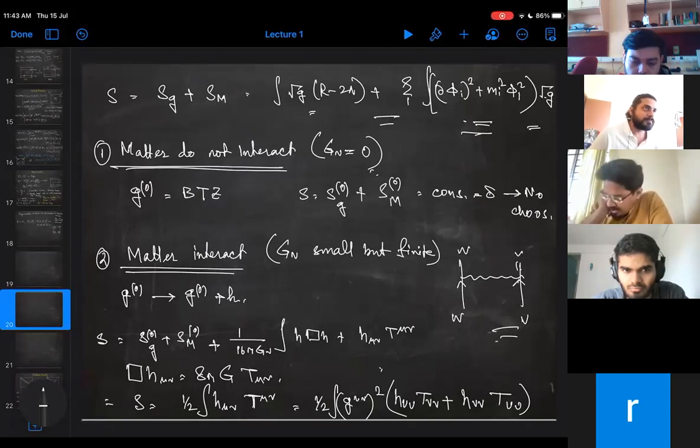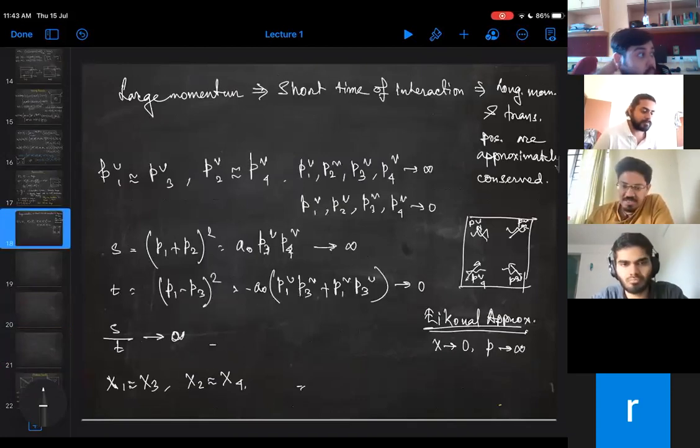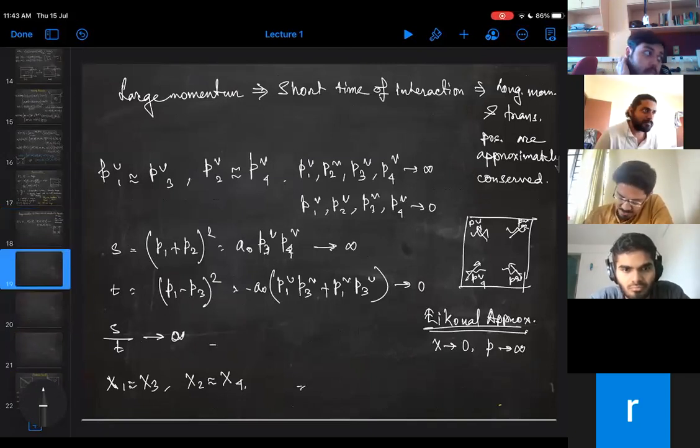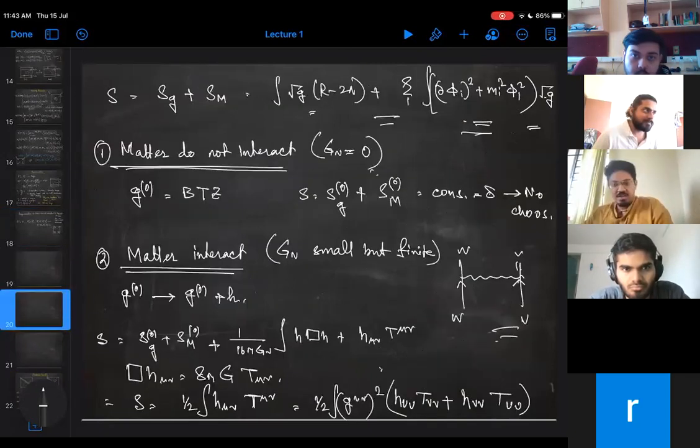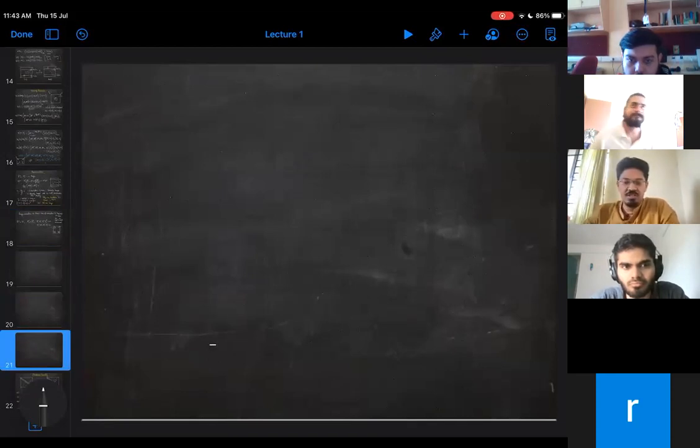Now for an arbitrary curved background this is actually a difficult computation, but for the kind of kinematics we are in, where we are essentially treating sharply focused particles traveling along this U and V direction, this was actually worked out by Dray and 't Hooft. So let's first work out the case. By the way, I should pause if there is any question at first.